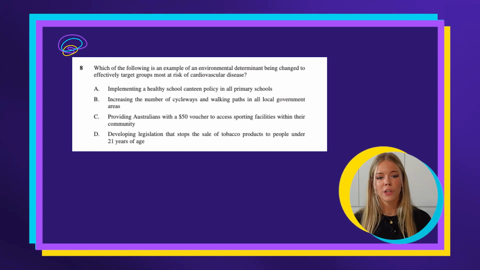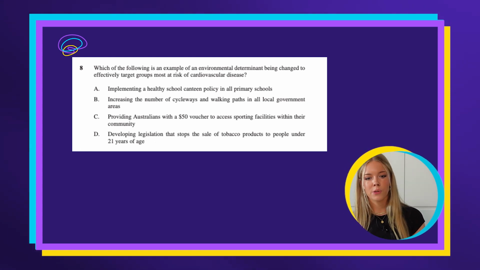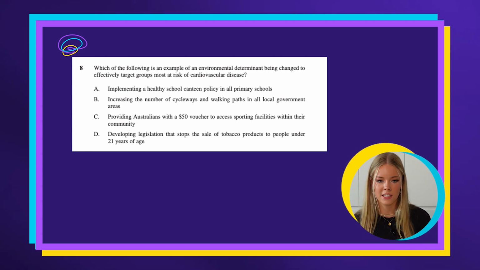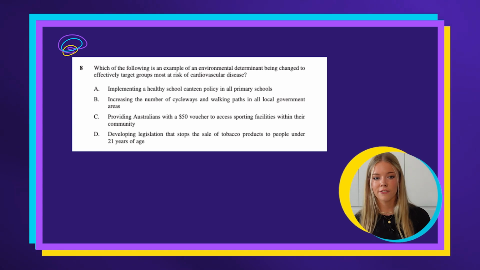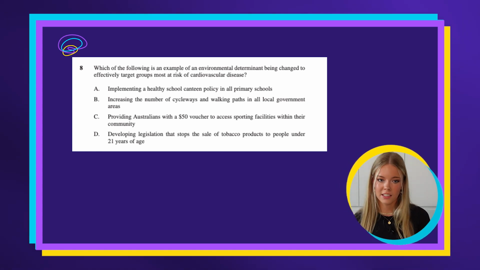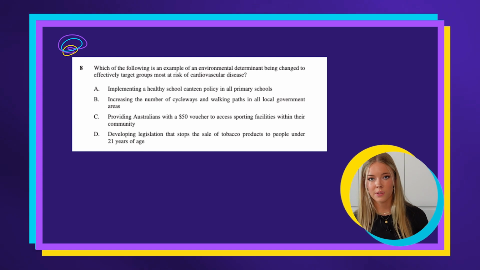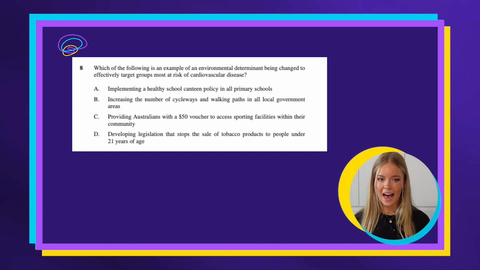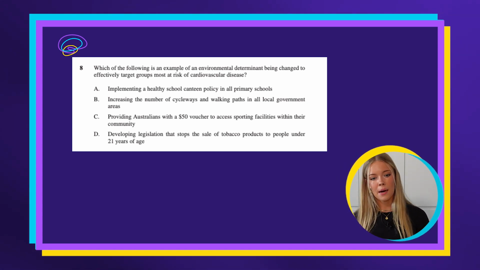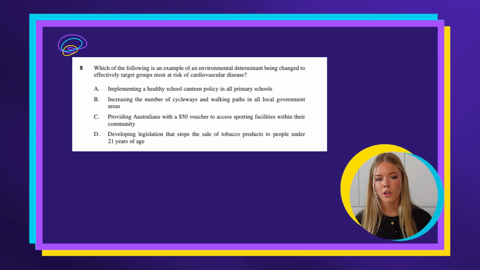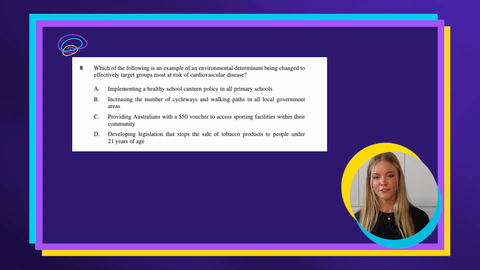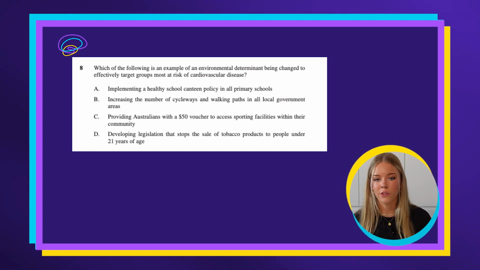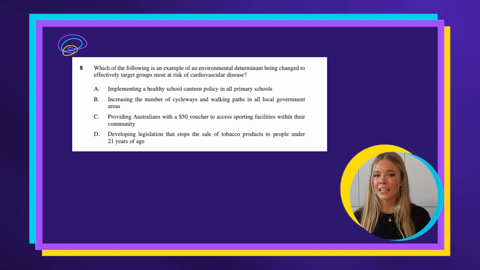Question 8 asked, which of the following is an example of an environmental determinant being changed to effectively target groups most at risk of cardiovascular disease? The key in this question is identify that they're asking for groups at risk. Option A is talking about primary schools, so young people who are definitely not a group at risk of CVD, ruling option A out. B is increasing the number of cycleways and walking paths in all local government areas, which I've identified, okay, this is definitely an environmental determinant. It's targeting groups at risk in the local government area, and I'm going to keep that in mind because this might be my answer.